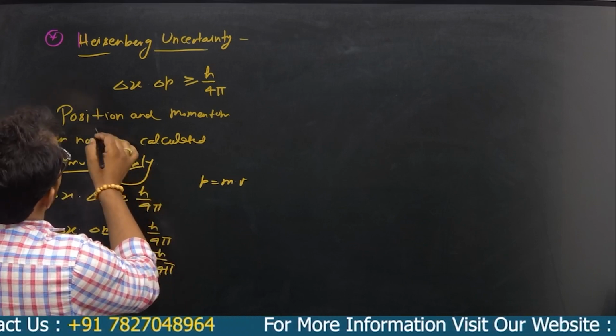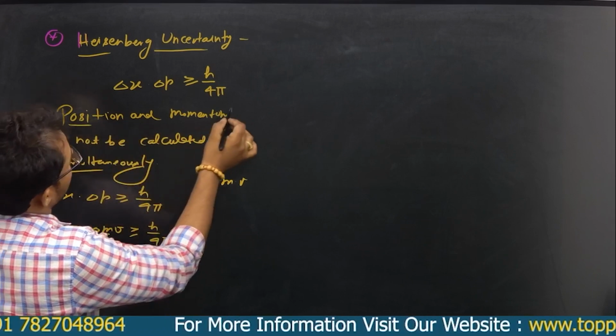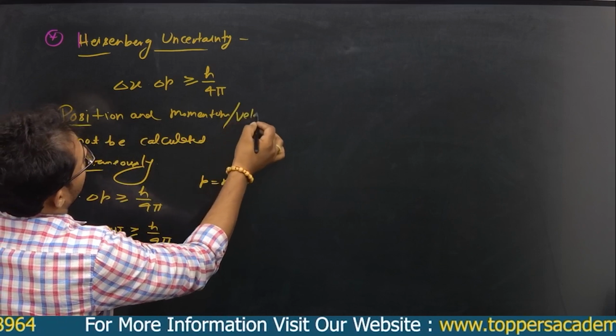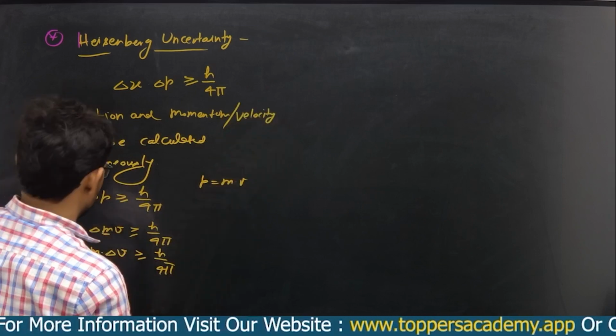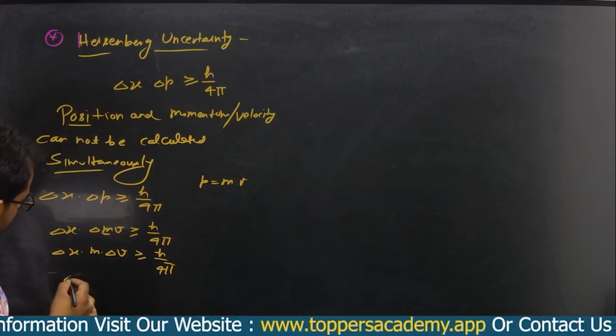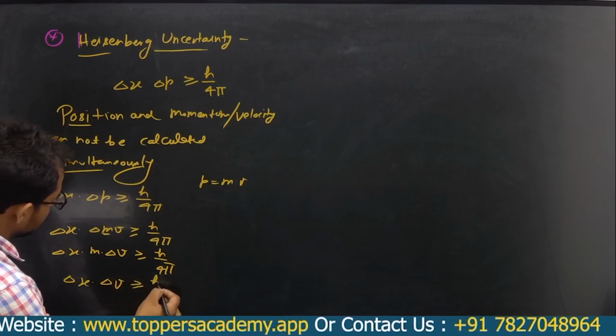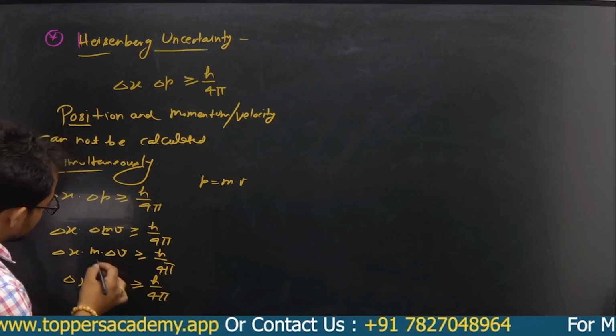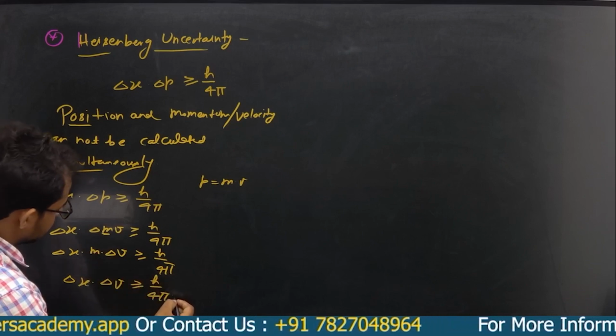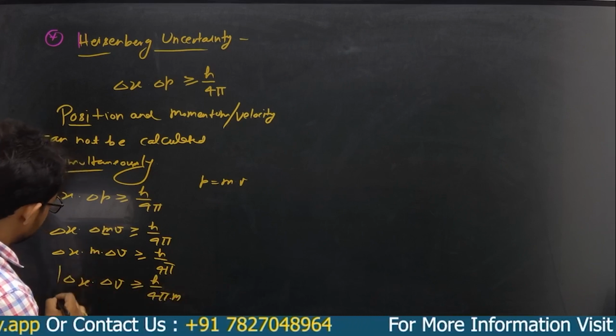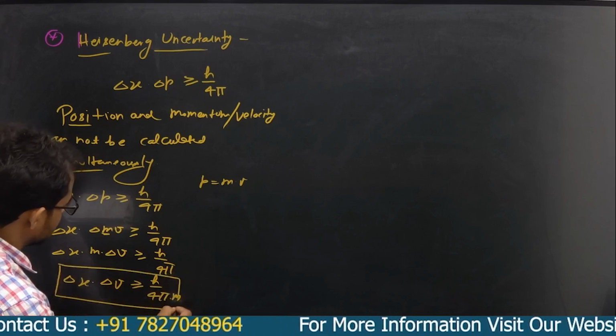So I can rewrite here position and momentum or velocity. I will discuss it later. So it will be delta x into delta v is greater than or equal to h upon 4 pi m, with m now in the denominator. I can rewrite it also like that.